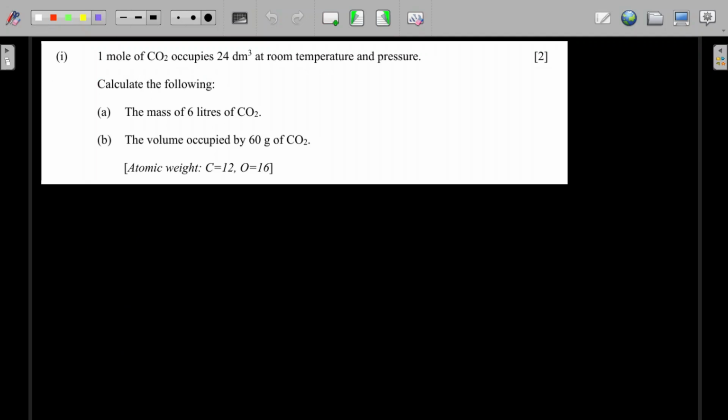Take this question. 1 mole of CO2 occupies 24 dm cube at room temperature. See here, dm cube they have given. Calculate the following. 1 mole of CO2, how much is it? 24 dm cube. The mass of 6 liters of CO2. Now what we know, 1 mole of CO2 is 24 dm cube. Don't use 22.4 liter because they have given you a value. So use that value.